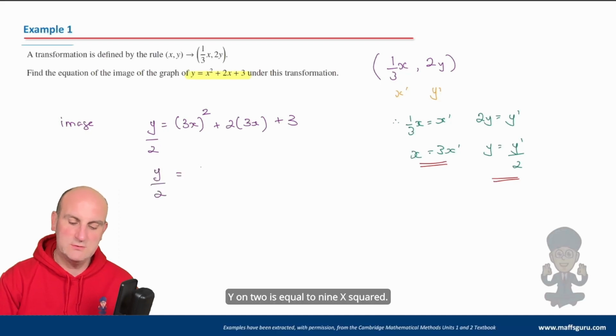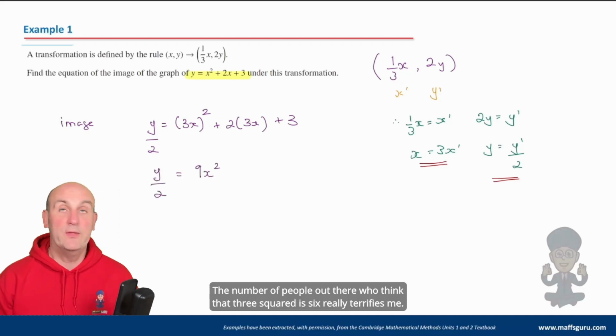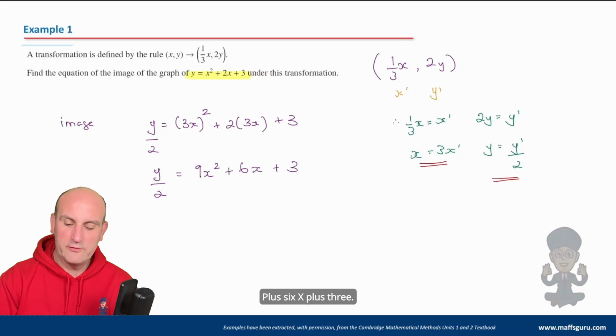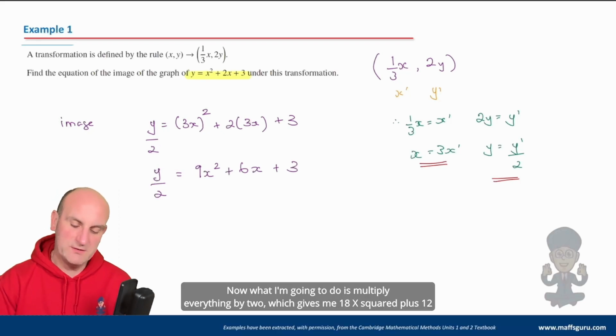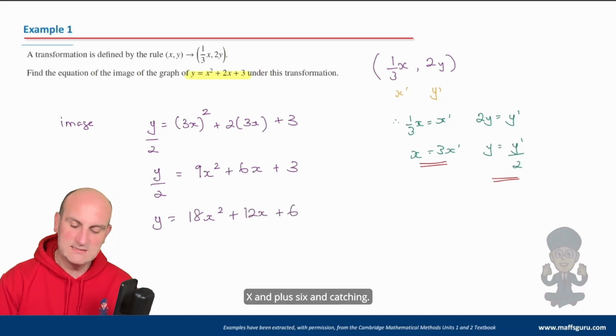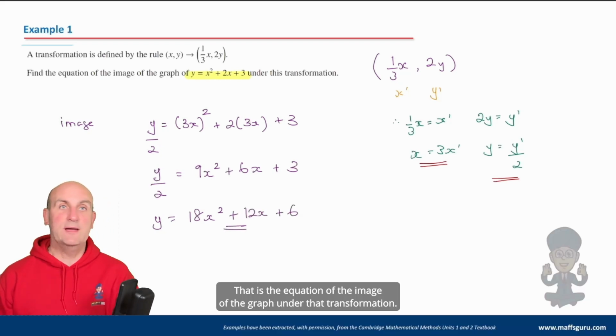y on 2 is equal to 9x squared. The number of people out there who think that 3 squared is 6 really terrifies me. Plus 6x plus 3. There we go. Now what I'm going to do is multiply everything by 2, which gives me 18x squared plus 12x and plus 6. And ka-ching, there we go. That is the equation of the image of the graph under that transformation.